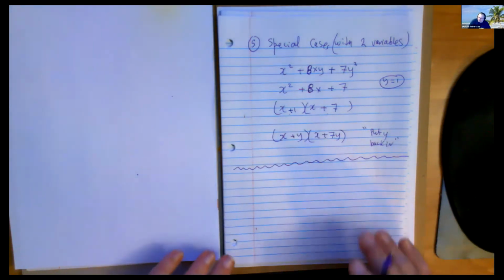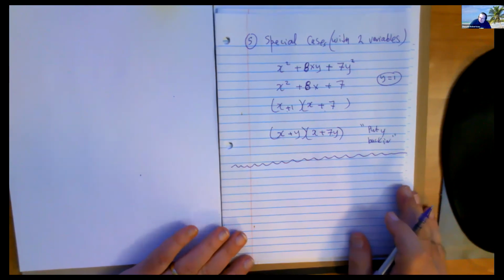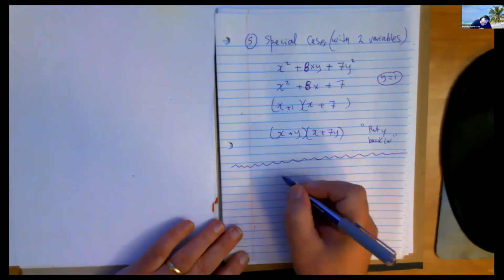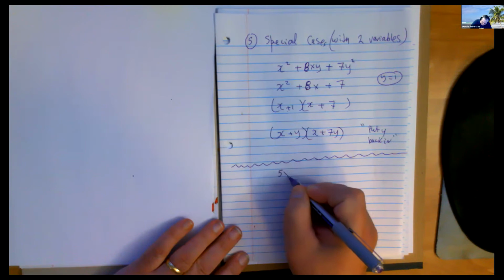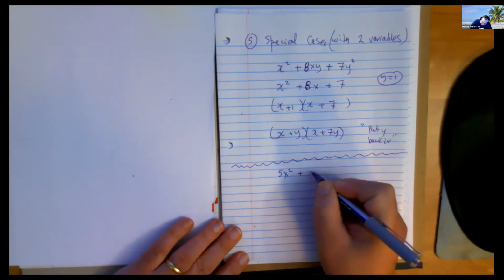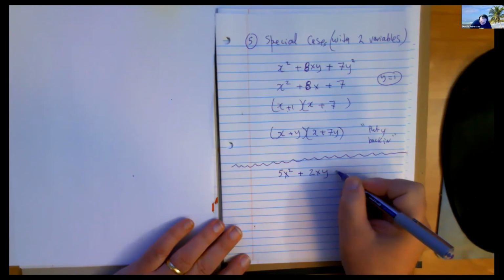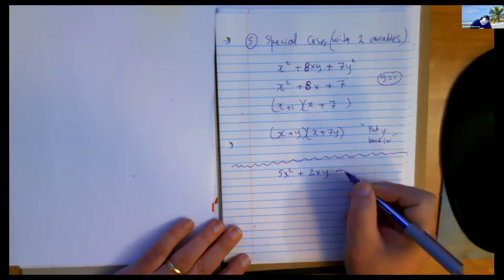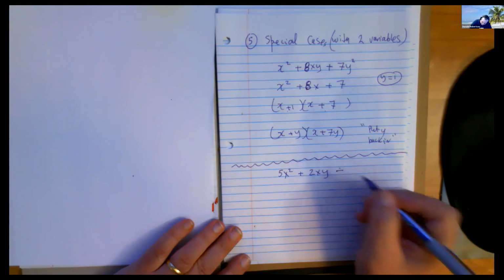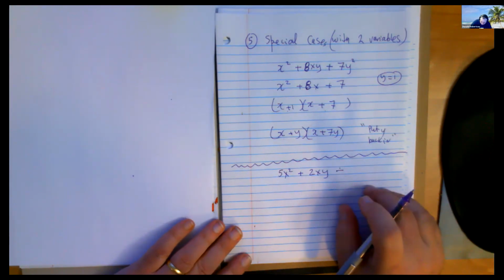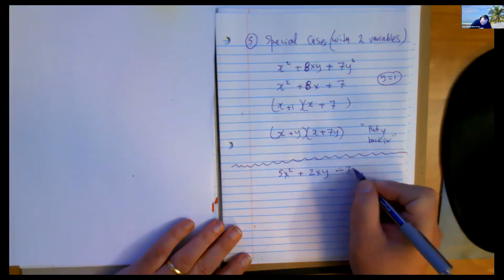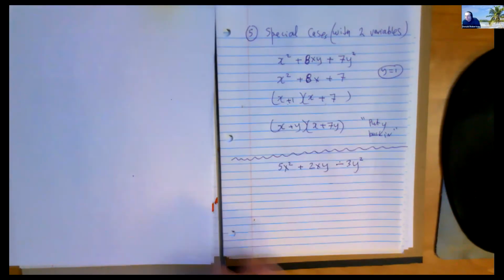So let me hit you with a really horrible one. I'll let you do it first. I'm going to go 5x squared plus 2xy minus something. I need a minus something. There. You got 30 seconds. Go for it.